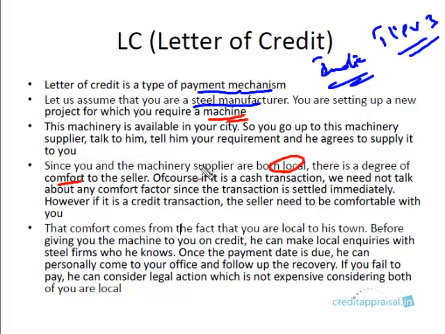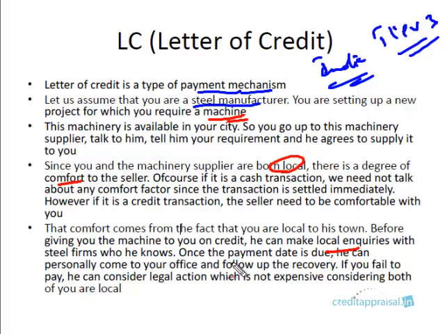If you say to the supplier, I'm not going to pay you now, please give me 30 days credit, will the supplier feel comfortable? That's what we are talking about. This comfort, because both of you are local, there'll be a degree of comfort to the supplier, because he can make independent inquiries. He can make some local inquiries with the other firms which he knows.